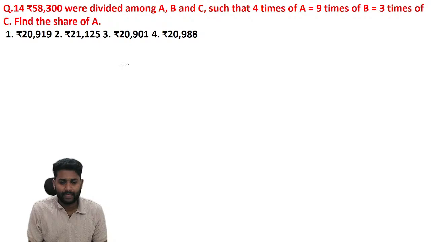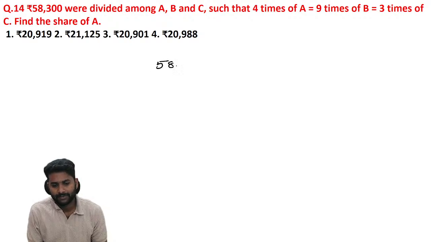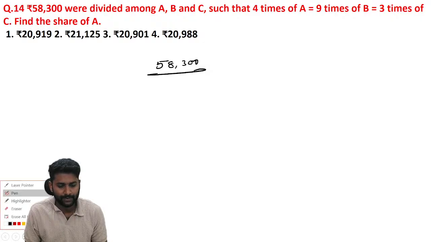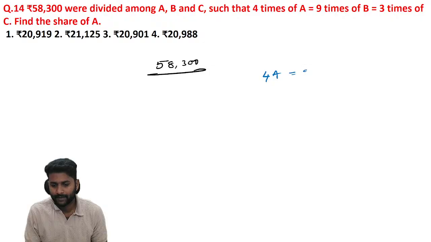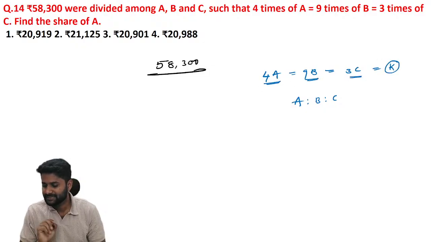Now see, 58,300 is divided among 3 people. 4 times the A, 9 times the B, and 3 times the C is the same. Now first identify the ratio of A, B, C. They clearly mention that the product of 4A, 9B, 3C must be the same.